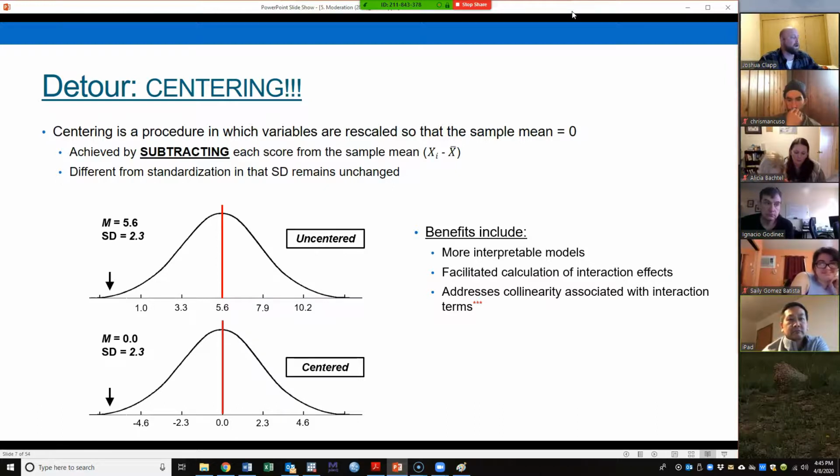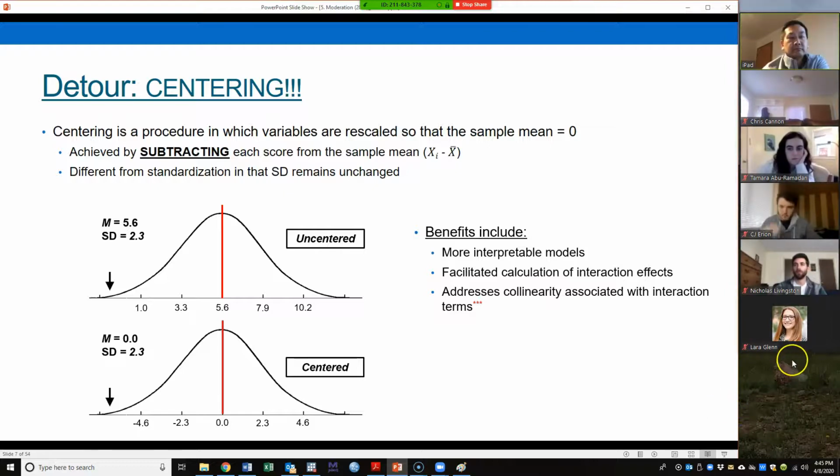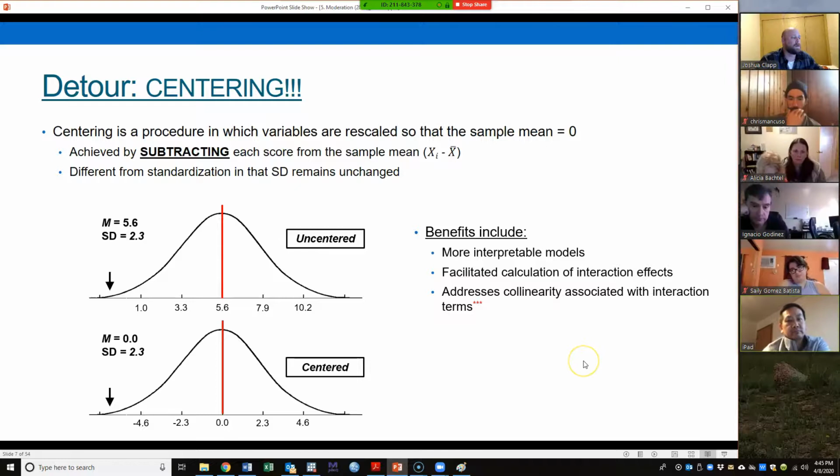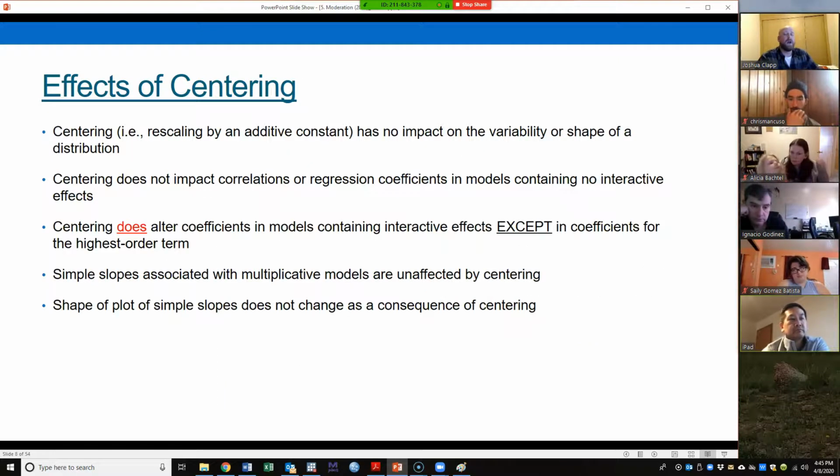Okay. Do people have questions on centering? Do they see what we're doing with centering here? Okay, cool. So when I center, what I'm doing is rescaling by an additive constant, right? I'm taking all of the values in my set and subtracting the mean. It makes the mean equal to zero, but doesn't have any impact on the variability or shape. Centering doesn't impact my correlations or my regression coefficients if I don't have any interaction effects. Those are all the same.